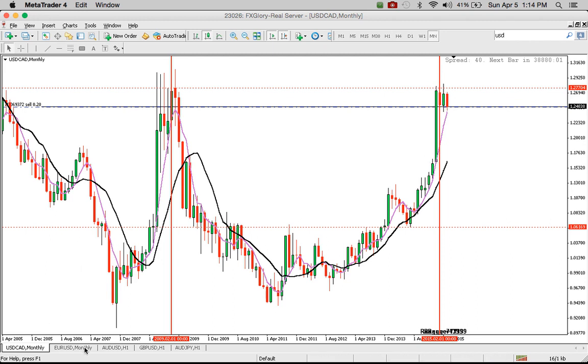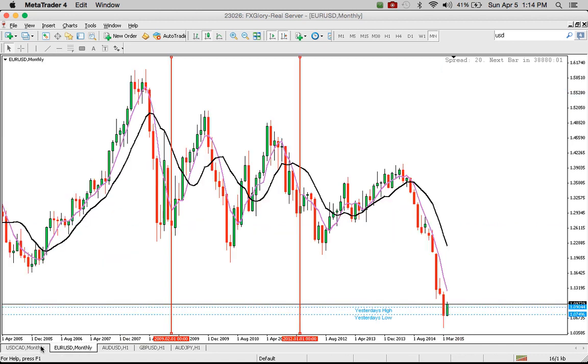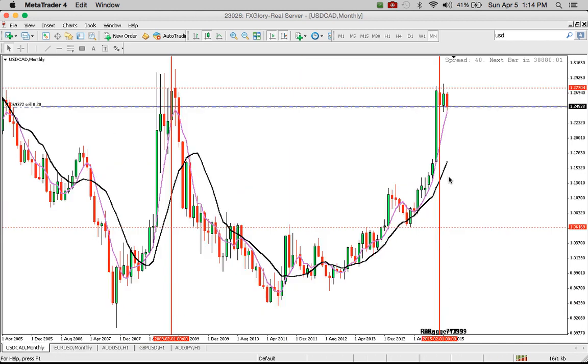So what's going to happen is, since we understand how the market is going to run on these two charts, we focus on USD CAD because a bearish trend is actually smoother than an upwards trend, which is a bullish trend. Okay.